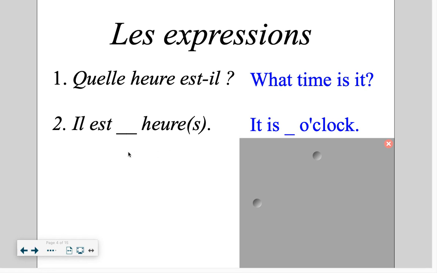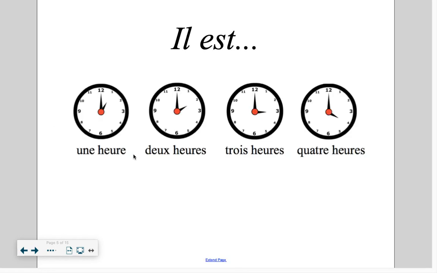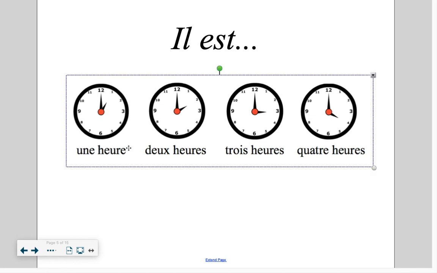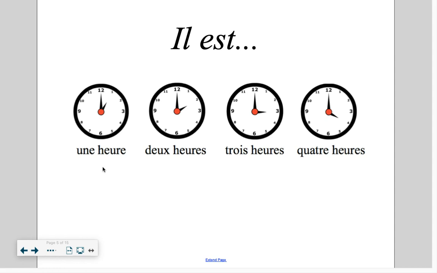All right, and you will see all these time clocks in your PDF. We're going to start with une heure. So répétez s'il vous plaît. Il est une heure. What time is it? It is 1 o'clock. Notice the 1 o'clock does not have the S because 1 is just 1, it's singular.